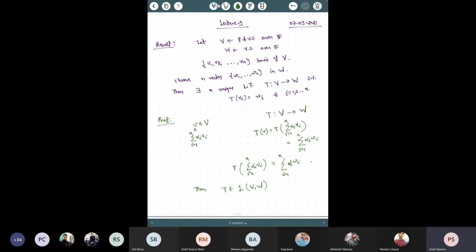And also, if you look at T of Vi, what is it? Just Wi. So this is very easy to find such a map. You can always find such a linear transformation that sends Vi to Wi for each i. But this linear transformation is unique. So how do we show the uniqueness?